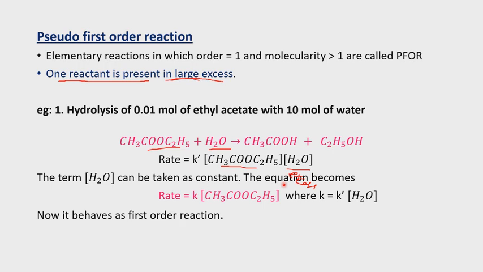But starting the reaction seems to be second order. 1 and 1 seems to be second order, but it is not a second order. It is a first order reaction. So this is called pseudo first order reaction. Next, one more example we will see.